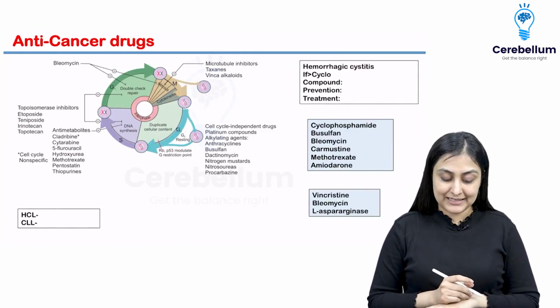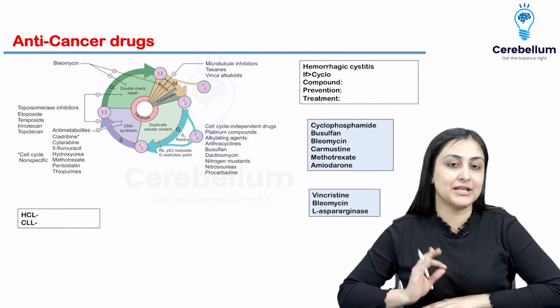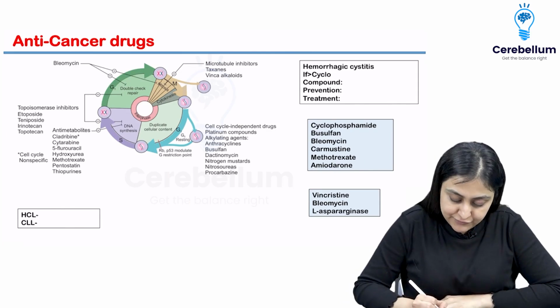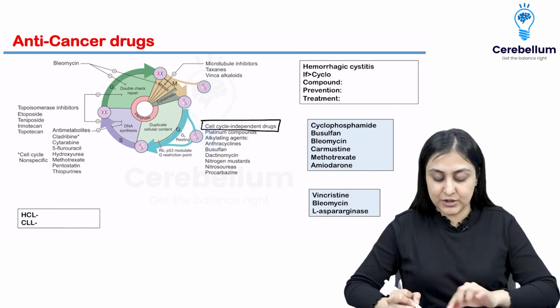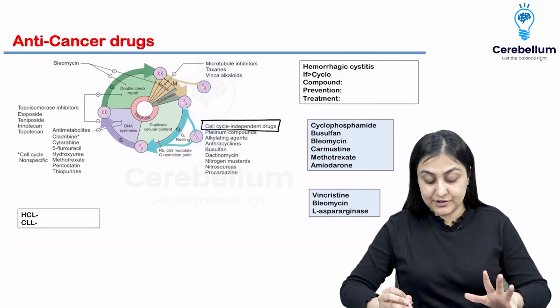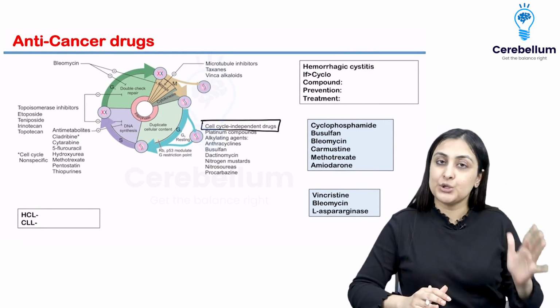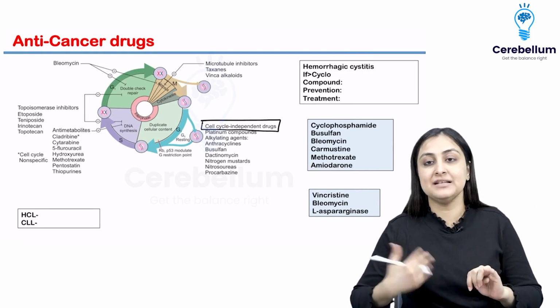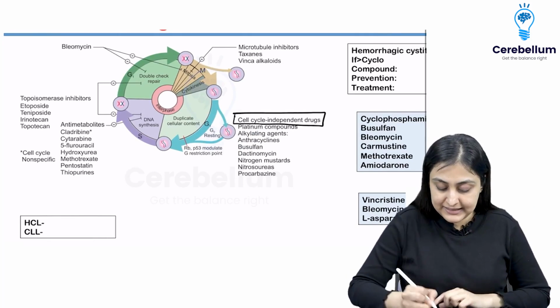Now going on to anti-cancer drugs. So here again the mechanism is very important, and then we'll look at the side effects. So first of all, we have cell cycle independent drugs. So here one category is the platinum compounds, which is cisplatin. Cisplatin, remember, is going to have three very important side effects: ototoxicity, nephrotoxicity, and it's the most emetogenic drug. So this is cell cycle independent.